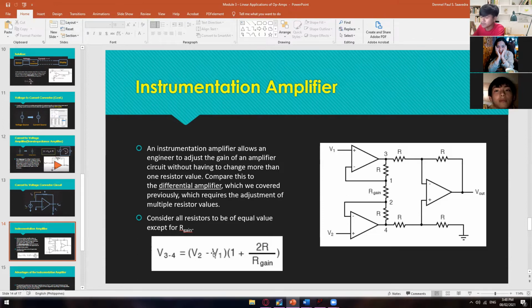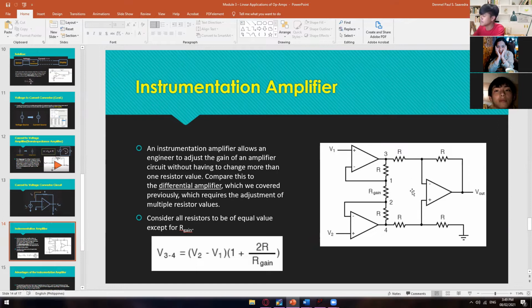So whatever is the computation on the V2 minus V1 will be amplified with this kind of formula, 1 plus 2R divided by R gain. So this one has a derivation. There are a lot of articles and websites that this formula came from or was derived from. This one has a long process when it comes to simplifying this kind of circuit.